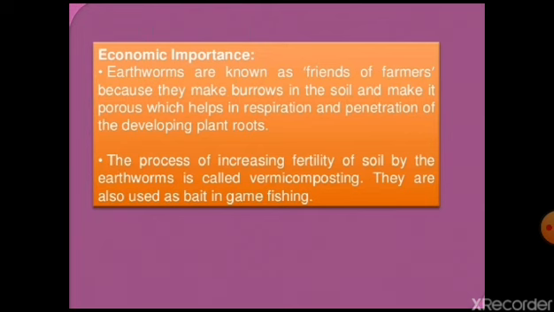Now, let's go through the economic importance. As we all know, the earthworm is also known as the friend of farmers because they keep on burrowing into the soil and make the soil porous, which helps in the respiration and penetration of the developing plant roots, and the worm castings formed after the undigested soil is excreted from the body of the worm are highly nutritive, which is known as vermicomposting, which increases the fertility of soil. That's why the earthworms are known as friends of farmers.